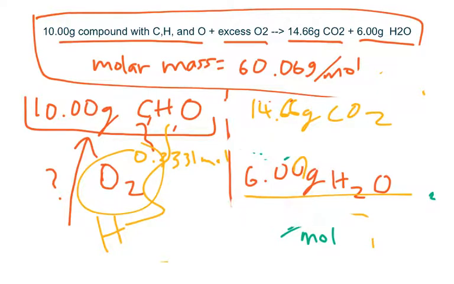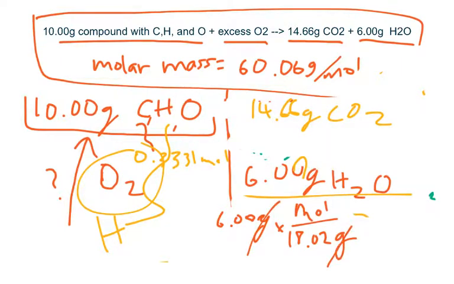So we would just multiply 6.00 grams times 1 mole over 18.02 grams. So the grams will cancel out, and we're left with, according to our calculator, 6 divided by 18.02 is 0.333 moles of water.